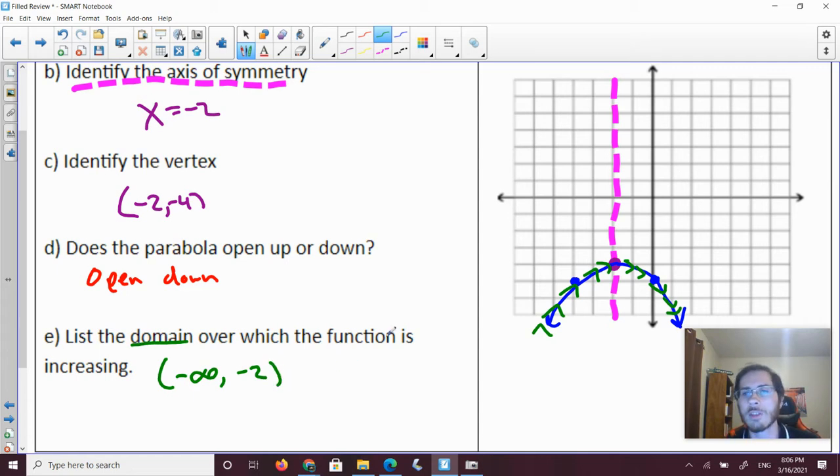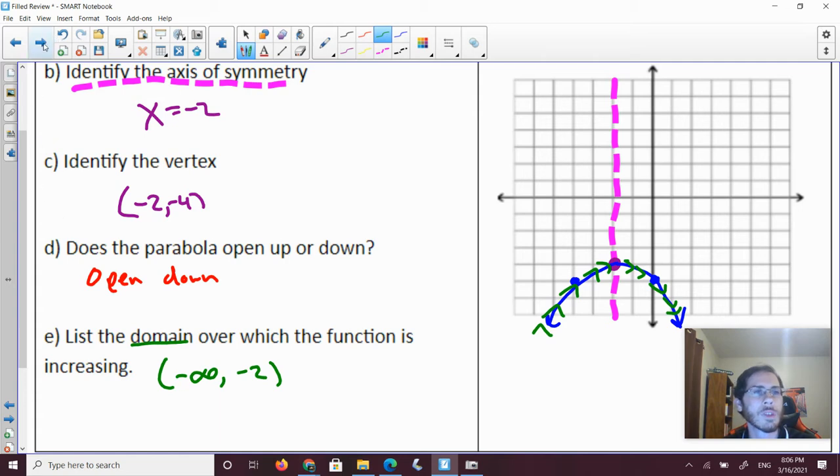If it asks for the range, that'd be a little bit different, but we're just going for the domain here. So this is where we're increasing. We're increasing on the left half of the parabola, and we're decreasing on the right half of the parabola. So that's where we're increasing versus decreasing.